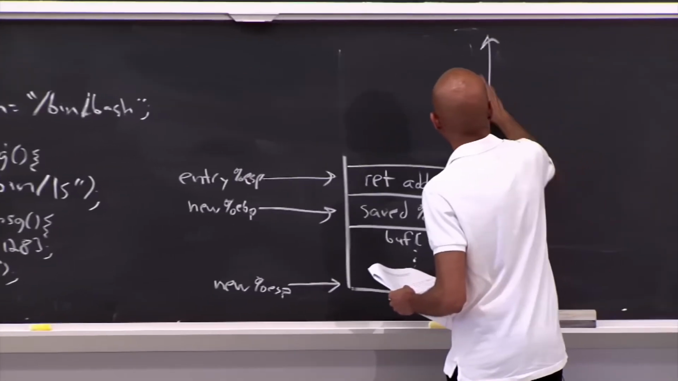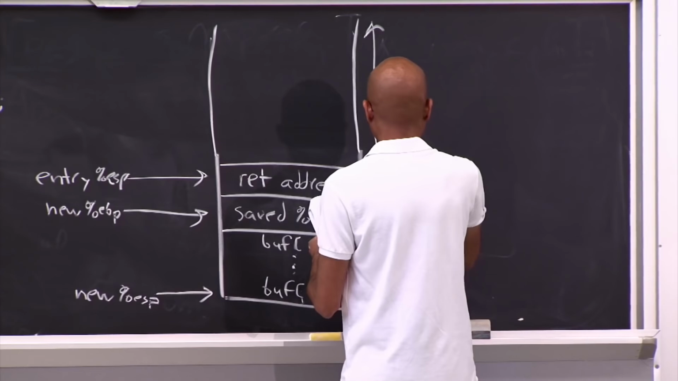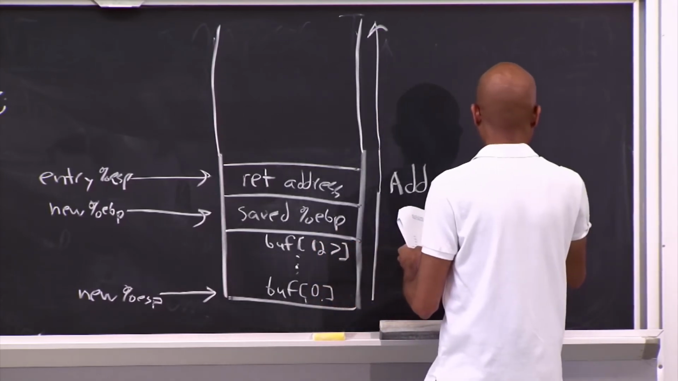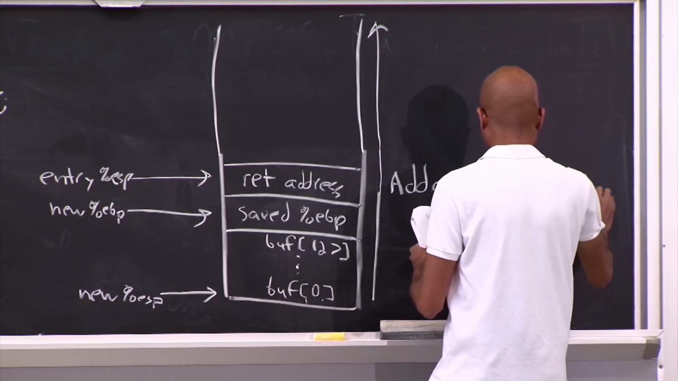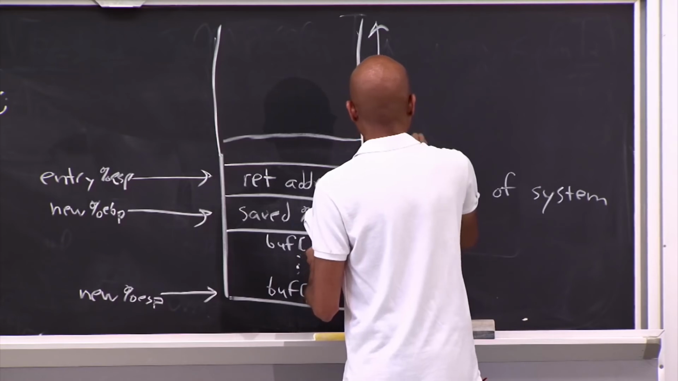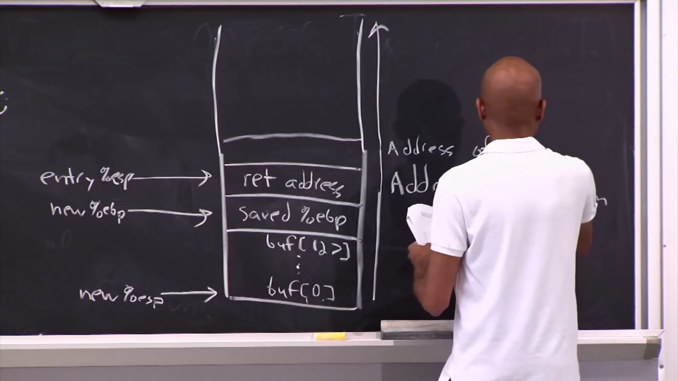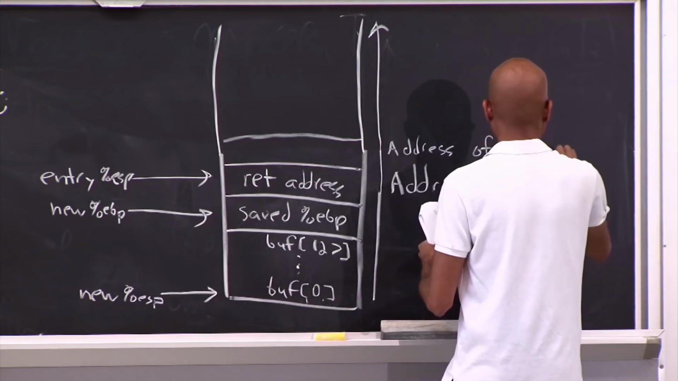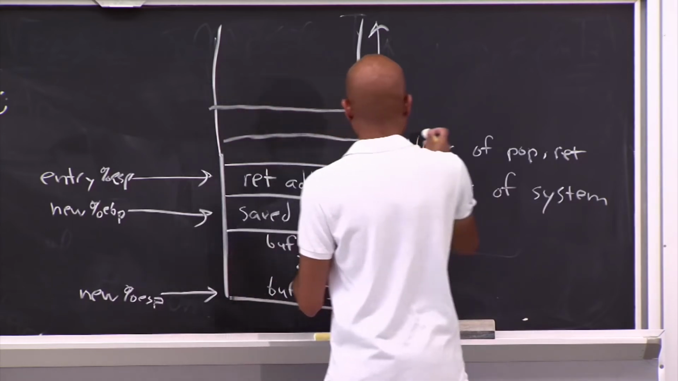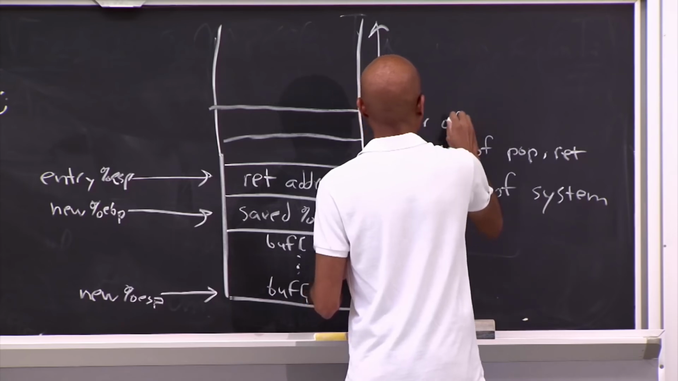Right, so the exploit goes this way. Let's say we do this. The first thing we're going to put here is the address of system. Then up here we're going to put the address of the pop ret gadget. Then up here, we're going to put the address of bash path.